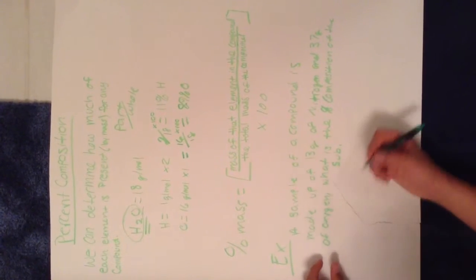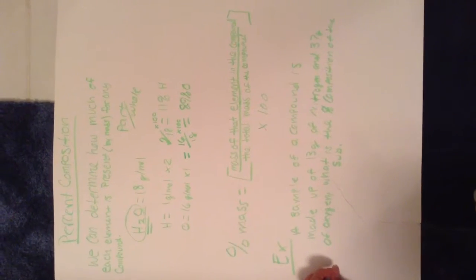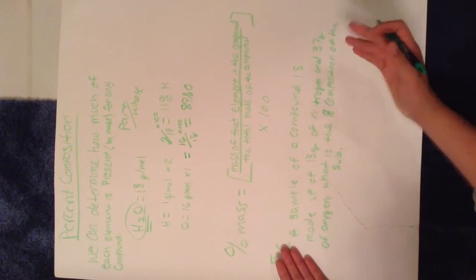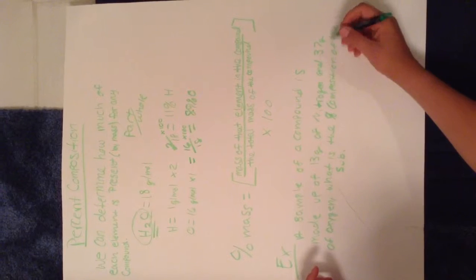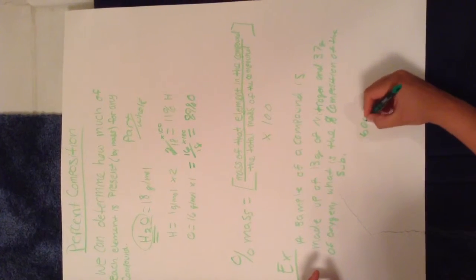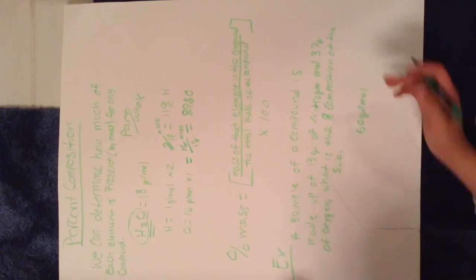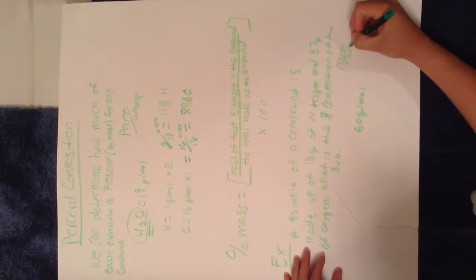So what we have to do is the same thing for what we did up here for the H2O, is we have to figure out how much the substance weighs in grams per mole. So we have 13 plus 37, which will give us 50 grams per mole, which will be our whole, because remember, part over whole.